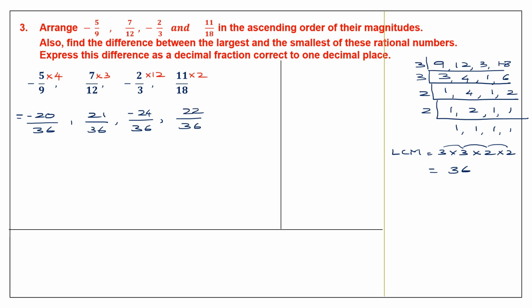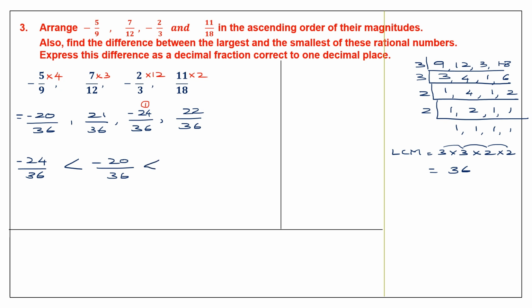So we have all our fractions here now. We have to arrange them in ascending order. That means we need to look out for the smallest. Since the denominators are all the same, let's look at the numerators: negative 20, 21, negative 24 and 22. So this will come first because this is the smallest. That is negative 24 over 36. Then we have the next negative number, which is negative 20 over 36.